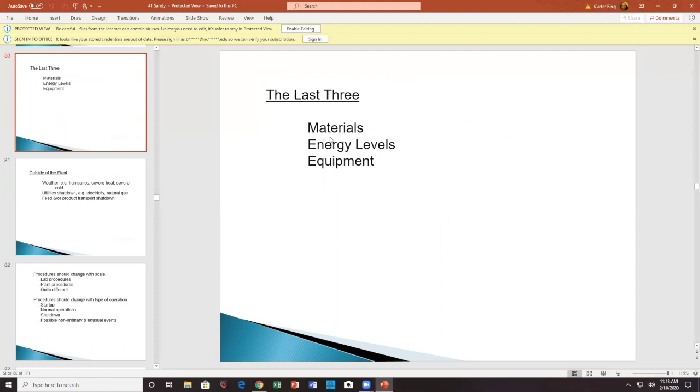Again, we already said feed is a variable. The energy level hopefully is constant, but you may lose power. On the equipment side, you may lose cooling water. You obviously have taken those into account, I hope.